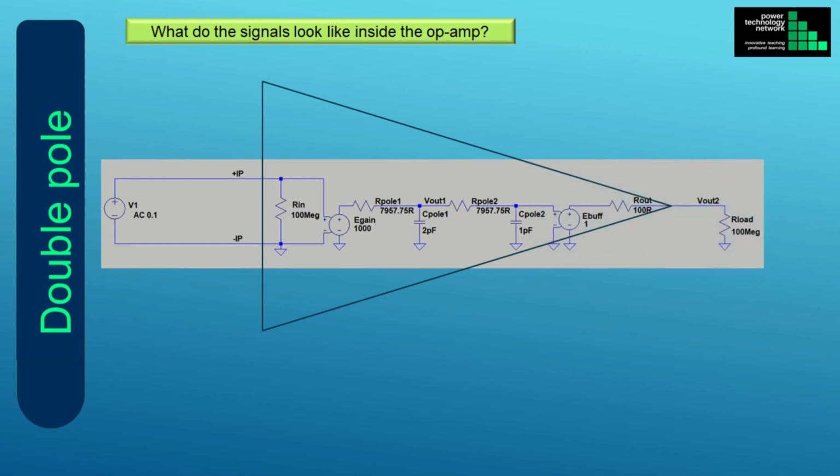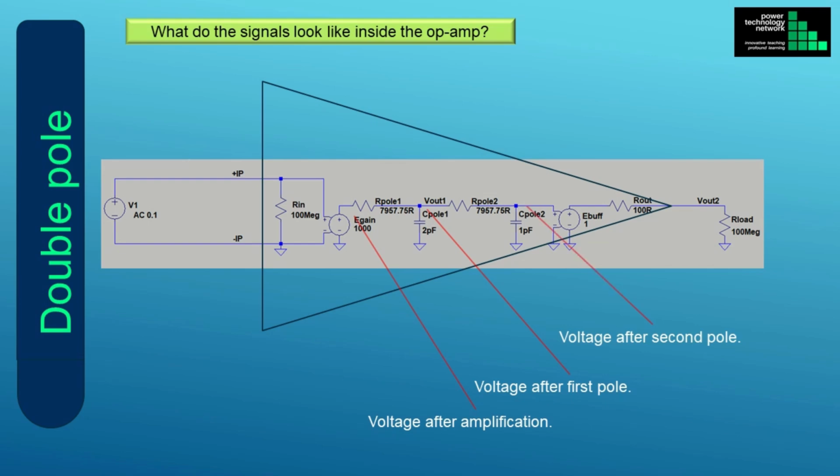The first signal to look at is the voltage after the first amplification, E gain. The second signal is the voltage after the first pole. The final signal is the output signal after the second pole. We are going to explore what all three of these signals look like in both the frequency and time domains.